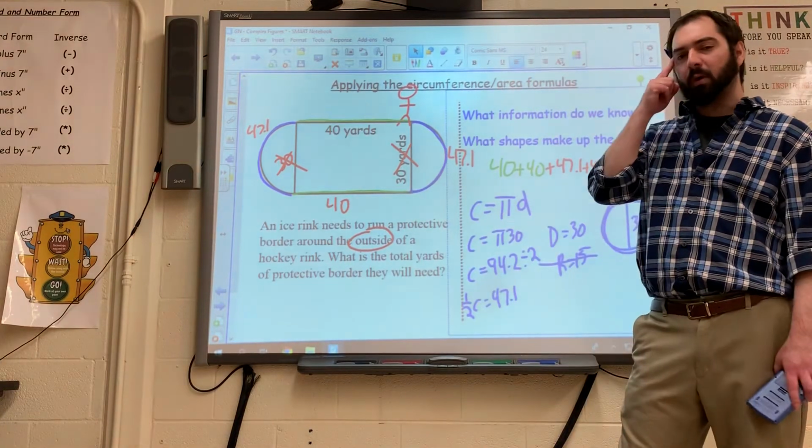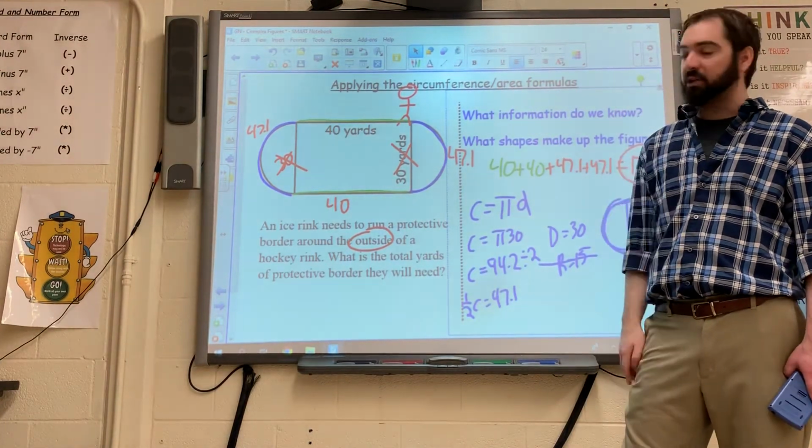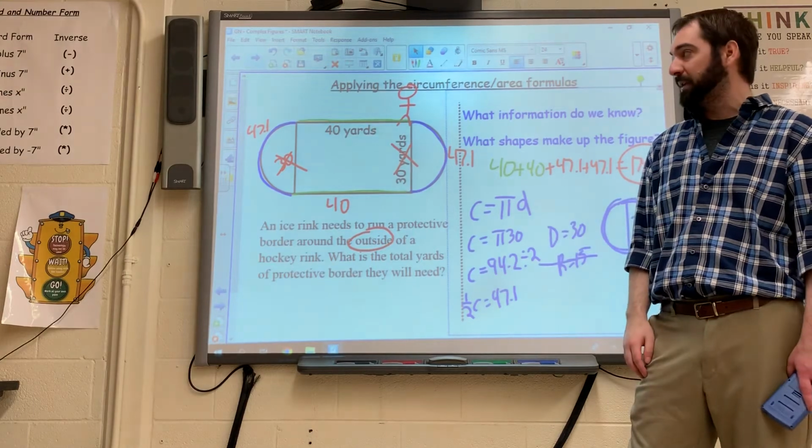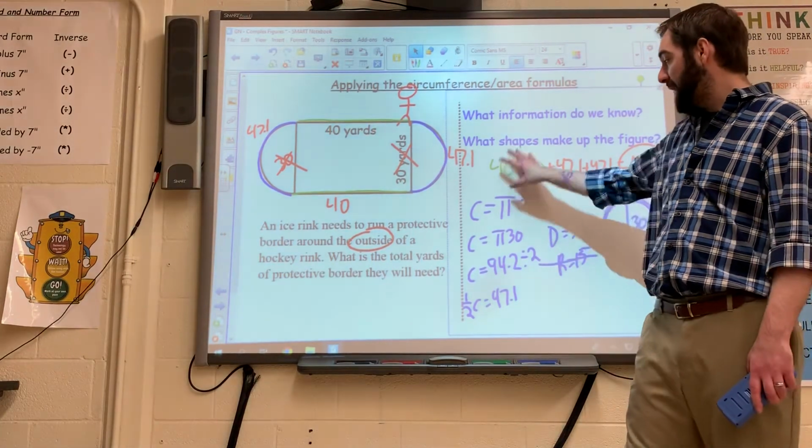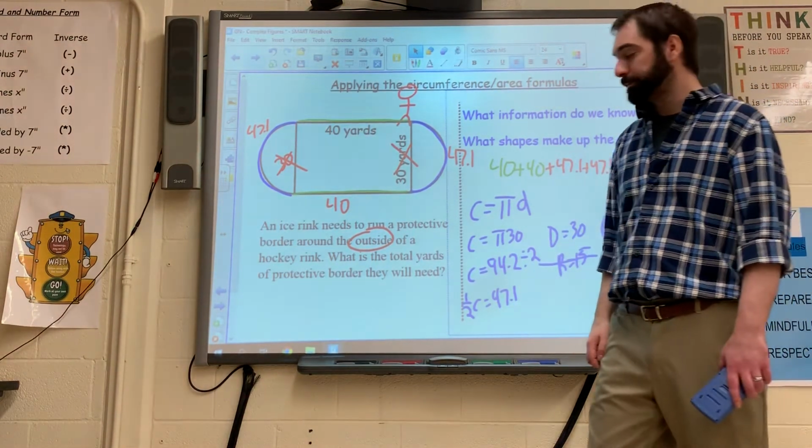Okay? So again, when we see one of these complex figures, all we really need to do is break it apart, think about what parts are relevant, walk a guy around a track, a rink, something that represents that picture, and that's it. We combine all our totals and we find the perimeter.